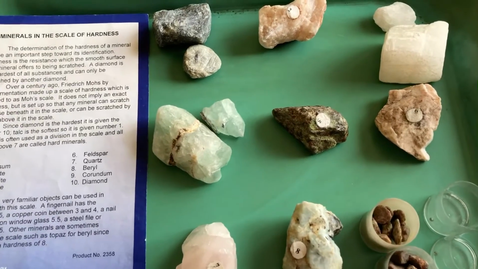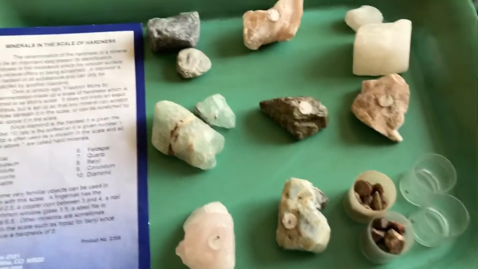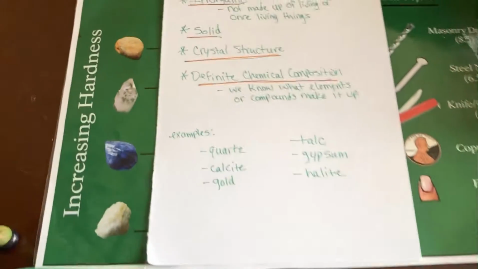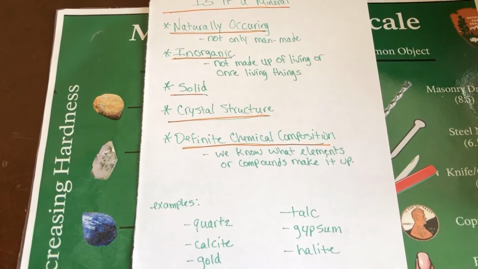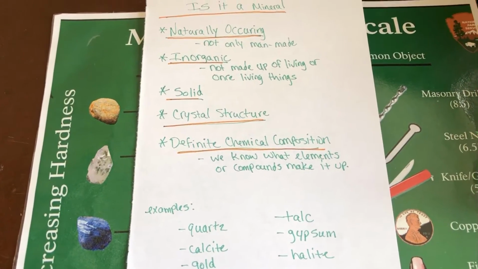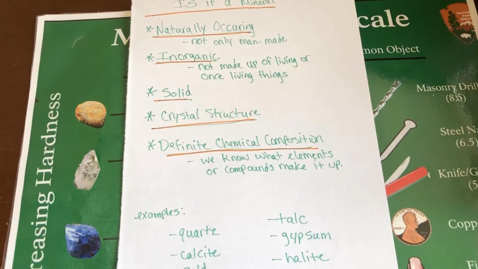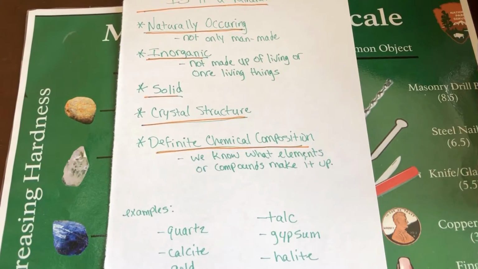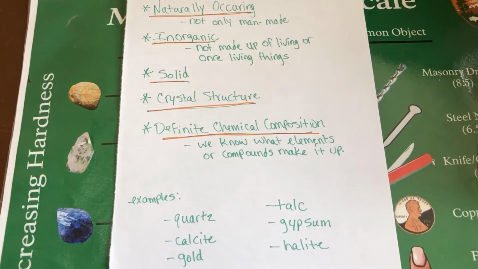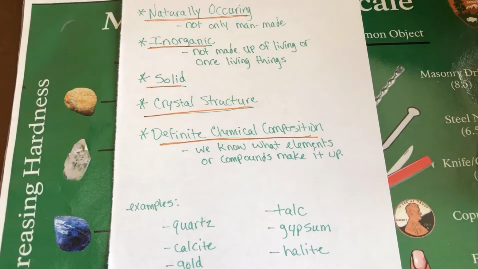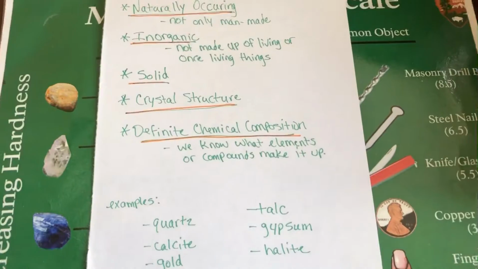I don't know if you remember from the notes and from the activities you've already done, but to be considered a mineral, an item has to have all of these properties. It has to be naturally occurring, meaning it's not only man-made. We can find it in nature. It's inorganic, meaning that it is not made up of living things or once living things. Something like coal is not a mineral because it comes from once living things. Has to be a solid with a crystal structure to it.